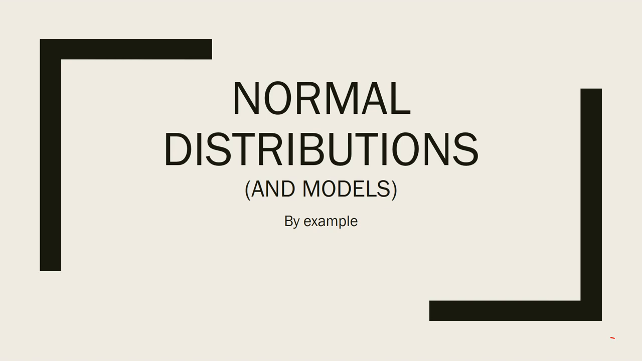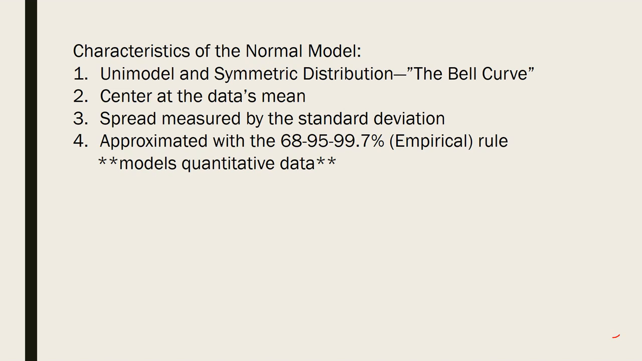So that's what we're talking about with normal distributions, or at least as a distribution, that's what I'm talking about. So we're going to identify a specific type of distribution in this lecture, and that is the normal distribution. So here are the characteristics of a normal distribution. Number one, this is the big one, it's unimodal and symmetric.